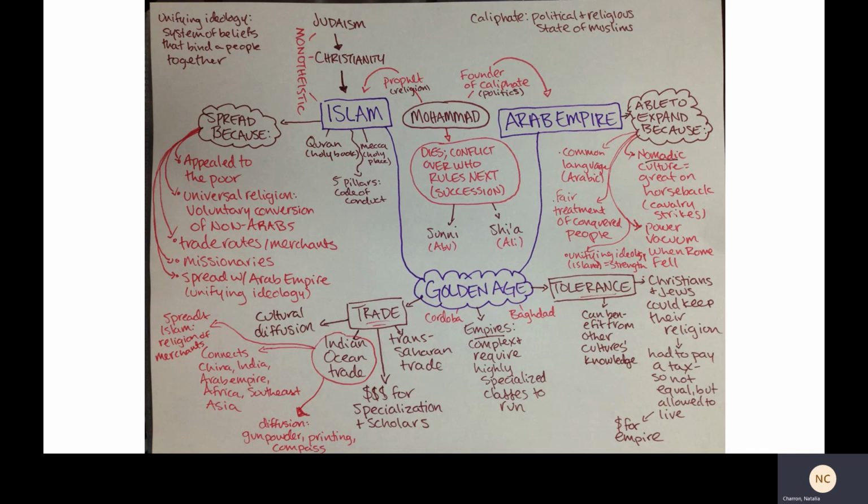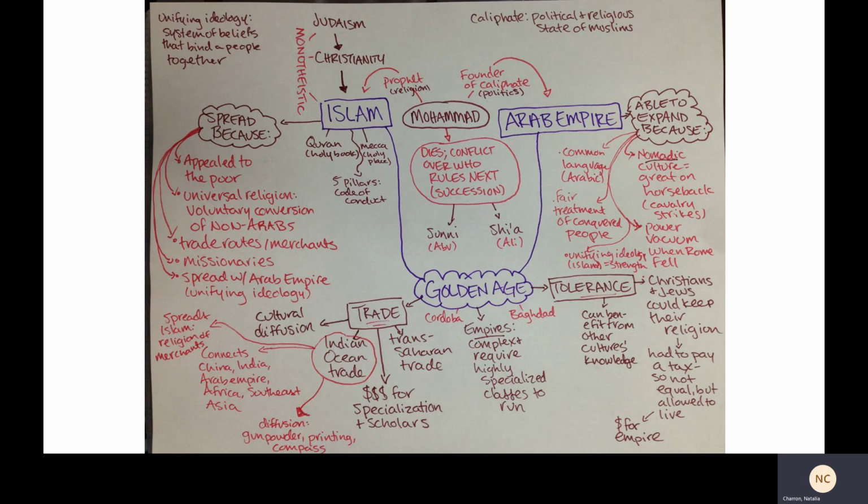Through these trade networks, Trans-Saharan trade and the Indian Ocean trade, the Arab Empire was given not only money, which can help pay for specialization and scholars. You can pay for people to just spend all of their time studying and trying to make life better if you have enough money. And these trade networks definitely brought that in. But in addition to that, we have huge diffusions of really important technologies like gunpowder, printing, and the compass, and connections to other parts of the world that can help enrich this empire.